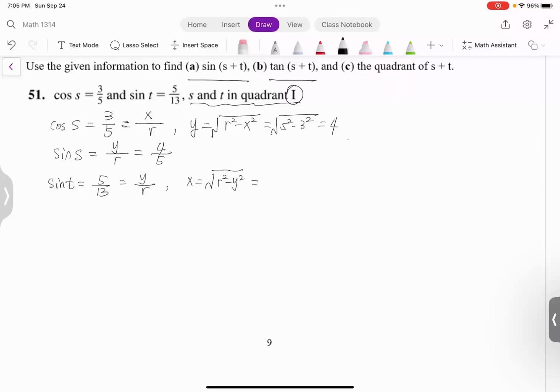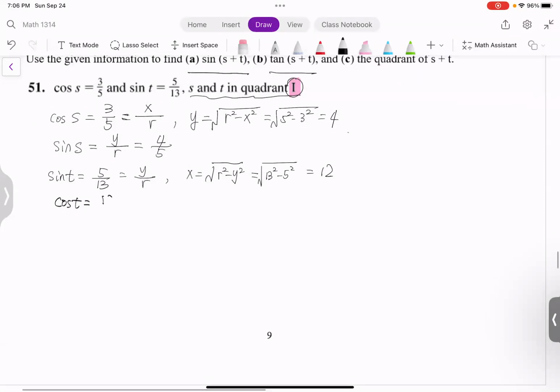And then we plug in the values. That's the square root of 13 squared minus 5 squared. It is 12. So x must be positive because it is in the first quadrant, so sine, cosine, x, y values are all positive. And then cosine t equals x over r. That's 12 over 13.